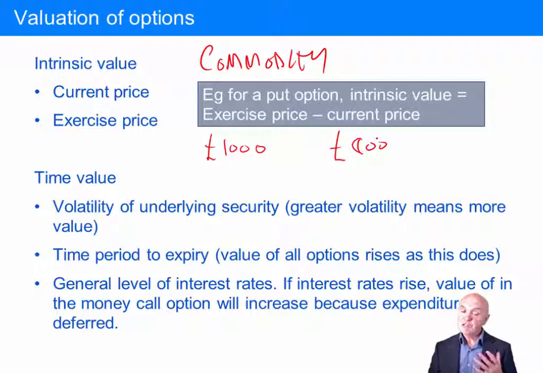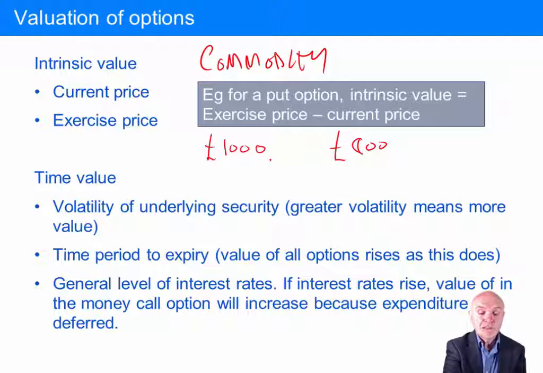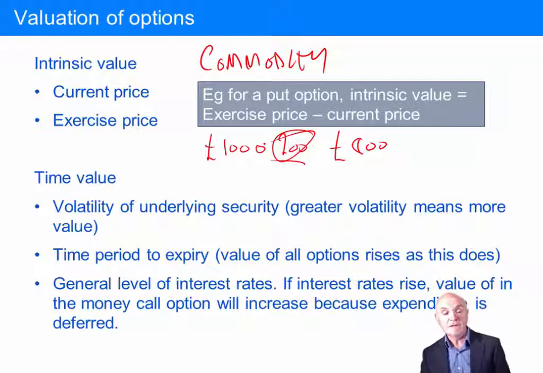So what you would do is you would exercise this. You would say, right, I will buy at the market price of 800, and then immediately I will insist on exercising my option rights and I will sell at 1,000. So there's an immediate profit in there of 200. This is sometimes known as being in the money. Okay, we can see we can make a profit from this. If it was a call option, it would be working the other way. The intrinsic value would be the current price minus the exercise price.